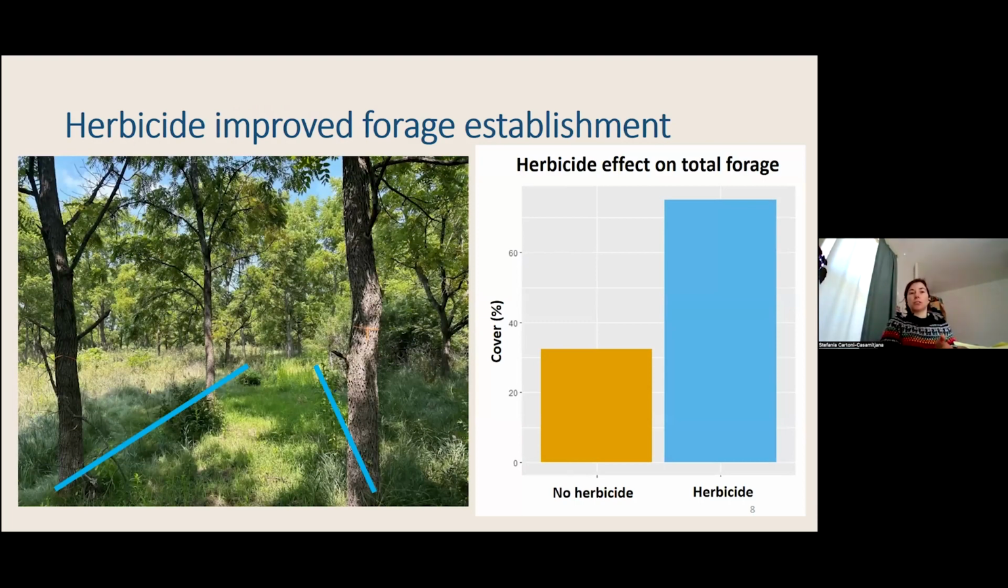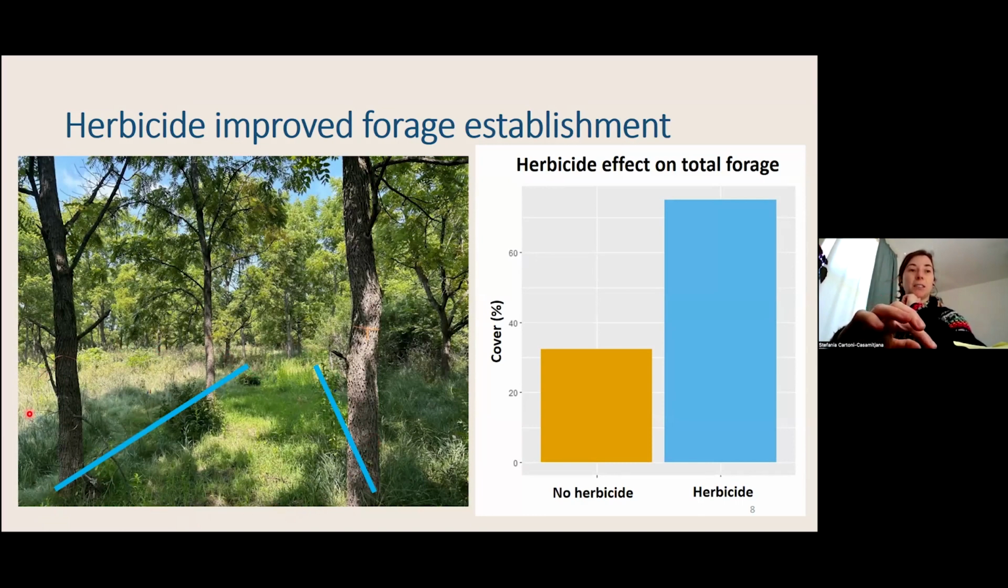Okay, for our first question about how herbicide improved forage establishment, we applied glyphosate in the fall before planting, and we planted in the following spring. And this is how you see here, on this strip delimited by these lines, is where we planted forages after herbicide use.